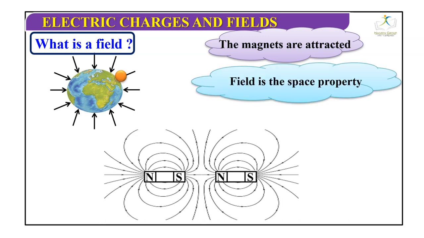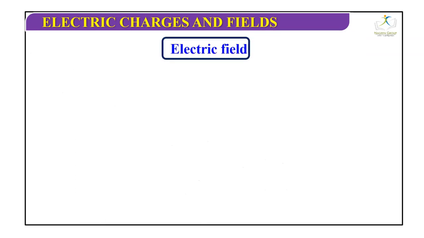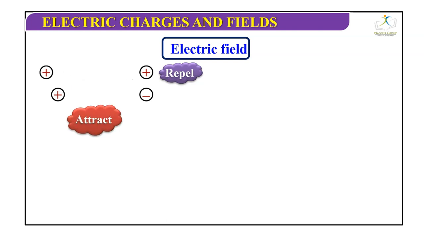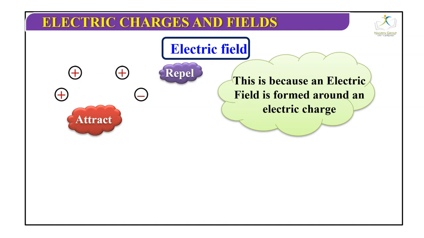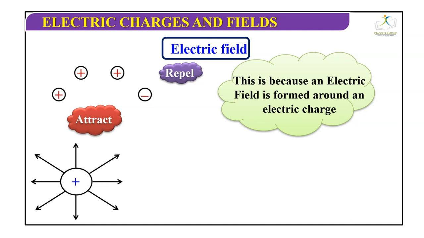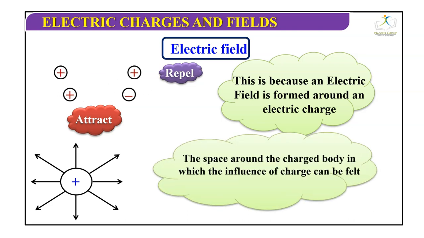Similarly, let's take a few points about the electric field. So what is the electric field? If we take two types of charges, these are known as similar charges or like charges, and they will repel each other. If we take another type of charges which are opposite in nature, they will attract each other because of some field. That field is called the electric field. This is because of the electric field which is formed around the electric charges. For a positive charge, the electric field will be radially outward.